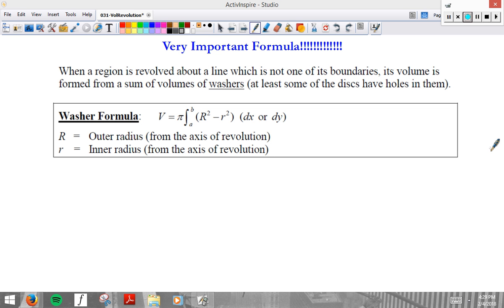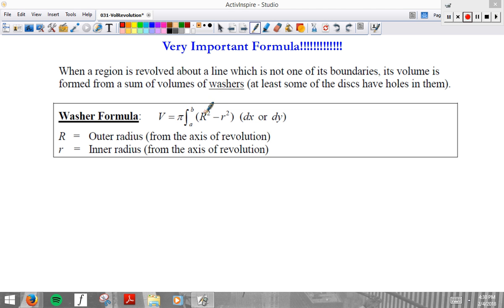We're going to finish off lesson 6-6, and thus we're going to finish off all of unit 6 in this video. The last video covered the disk method, which is really only for the simple examples. This washer formula right here will be the key to everything. If you know the washer formula, you don't really need the disks, because a disk is just a washer with no hole.